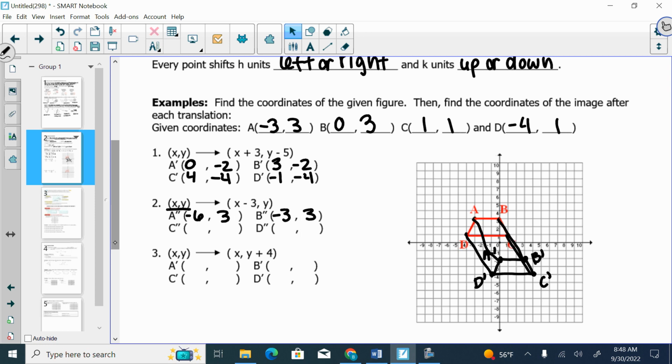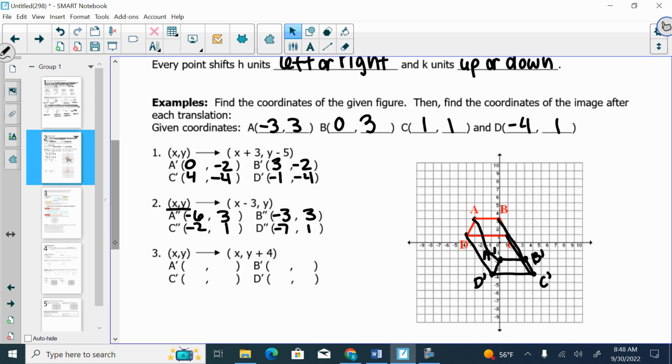For C, I was at 1. Now I'm going to be at -2. And my y doesn't change. And then I was at -4 for point D. Now I'm going to be at -7. And we don't change the y. All right, I'm going to come plot those points over here as well.